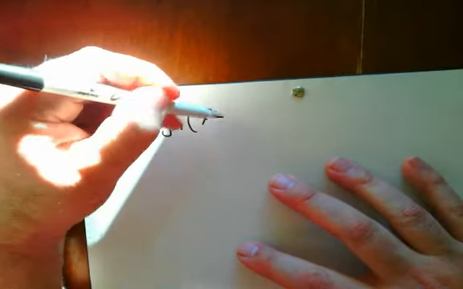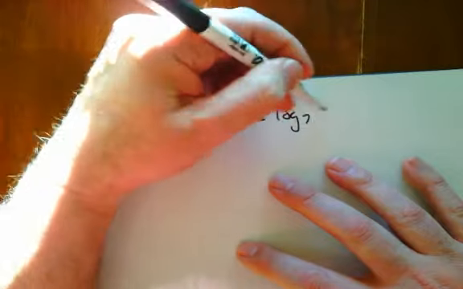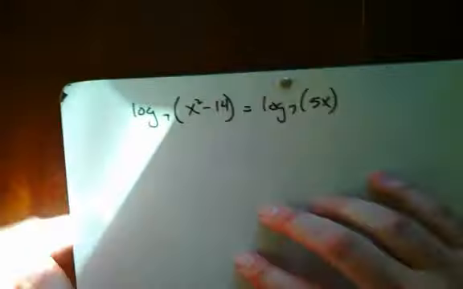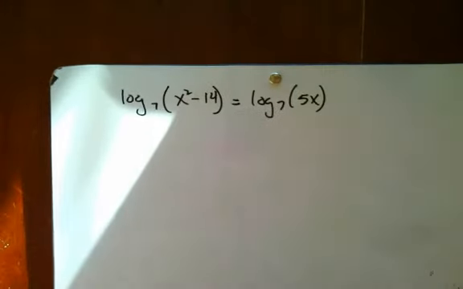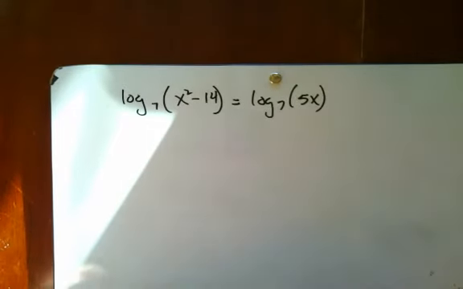Okay, let's try one more. How about this one? Log base 7 of x squared minus 14 equals log base 7 of 5x. Give this problem a try. I'll do it on my whiteboard and then we'll compare. And after that, we'll move on to talking about our log properties.